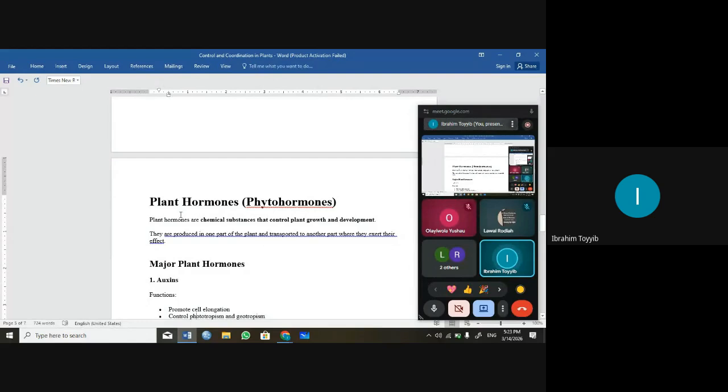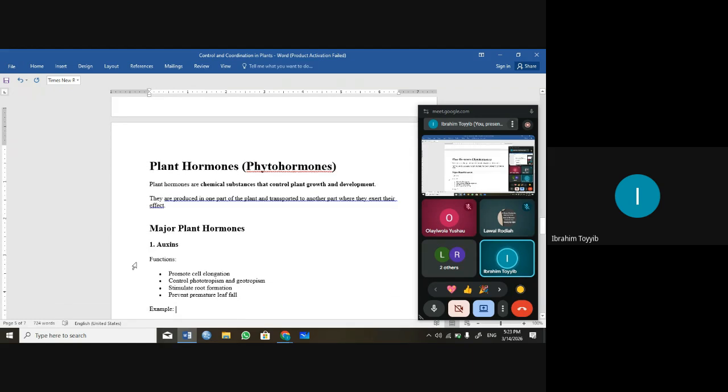Now we'll talk about coordination and control in plants. We'll now talk about the hormones, because these are the chemical messengers that perform the work. Plant hormones are chemical substances that control plant growth and development. They are produced in one part of the plant and transported to another part where they exert their effect. So we know that hormones are secreted to their target organs.